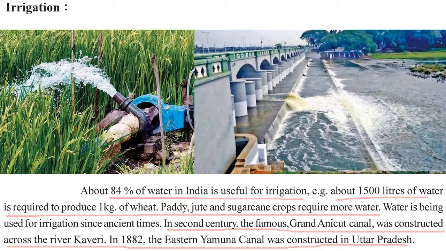In the 2nd century, the famous Grand Anicut Canal, as depicted in the picture here, was constructed across the river Kaveri. In 1882, the Eastern Yamuna Canal was constructed in Uttar Pradesh. The water is used for irrigation to give water to the fields, and it is also used for saving water and for charging the earth through canals and dams.